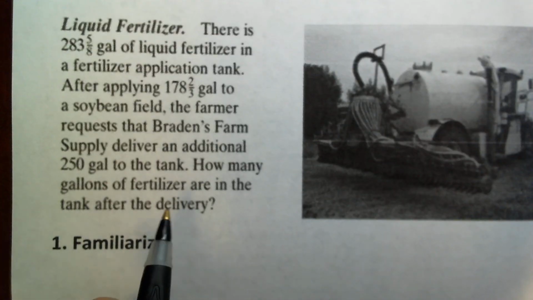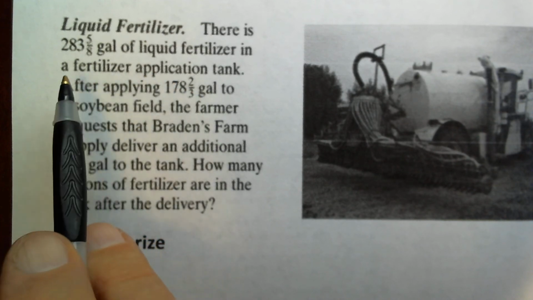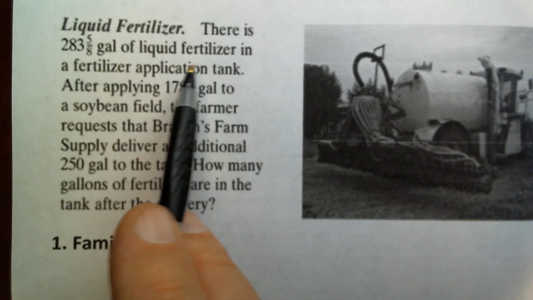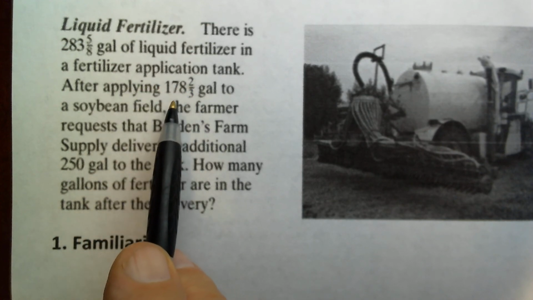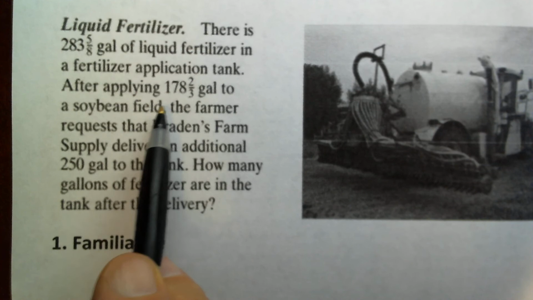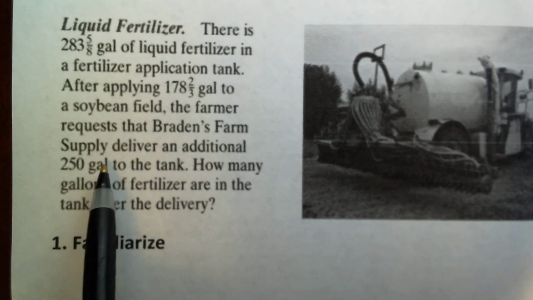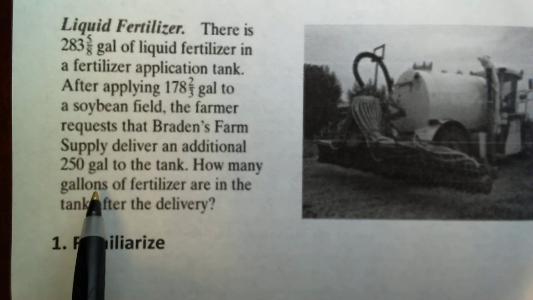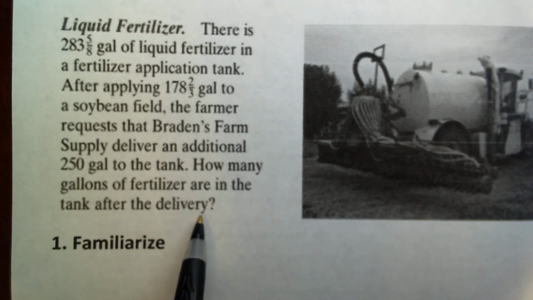The next exercise is about liquid fertilizer. So it begins with a statement: there's 283 5/8 gallons of liquid fertilizer in the fertilizer application tank. After applying 178 2/3 gallons to a soybean field, the farmer requests that Braden Farm Supply deliver an additional 250 gallons to the tank. How many gallons of fertilizer are in the tank after the delivery?